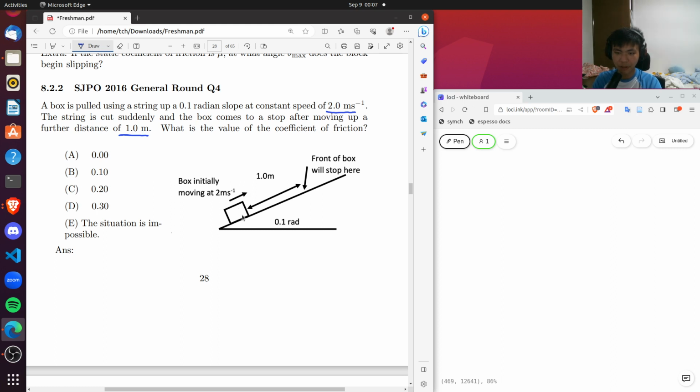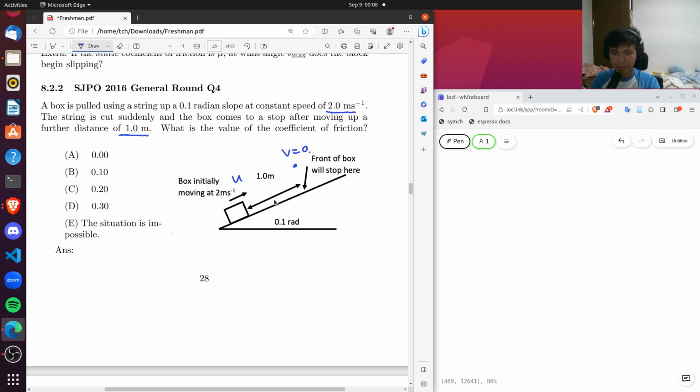So this can be thought of as some initial velocity u, and then after that it reaches a final velocity of v equals 0. And so we can ask the question: what was the acceleration experienced by this box? In order to apply v squared is equal to u squared plus 2as, we must ask whether acceleration is constant. And in this case, acceleration is constant.